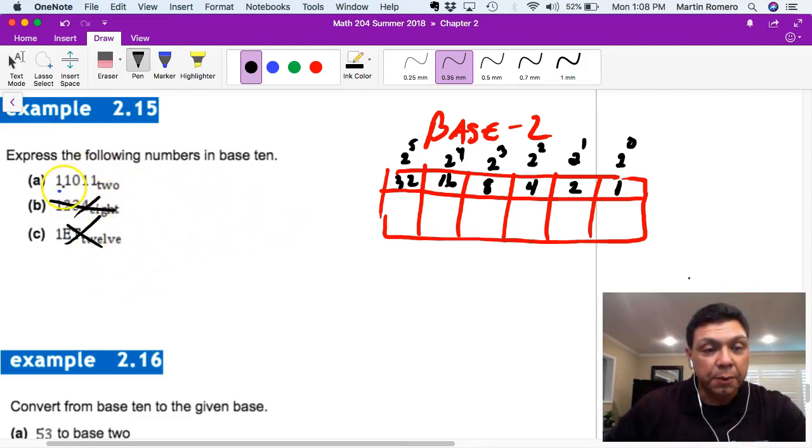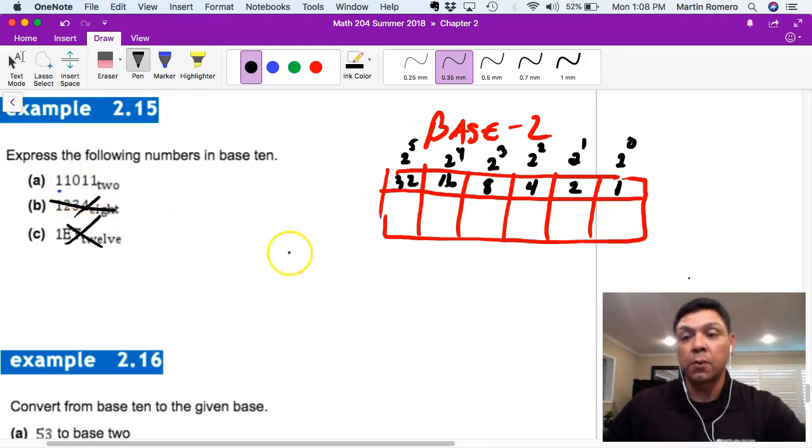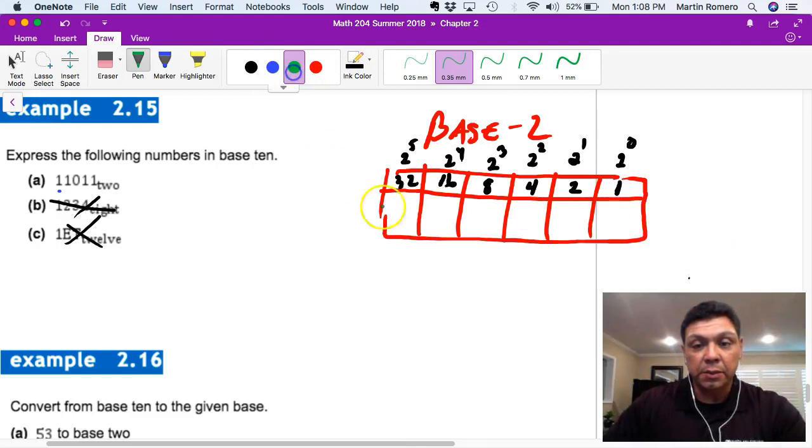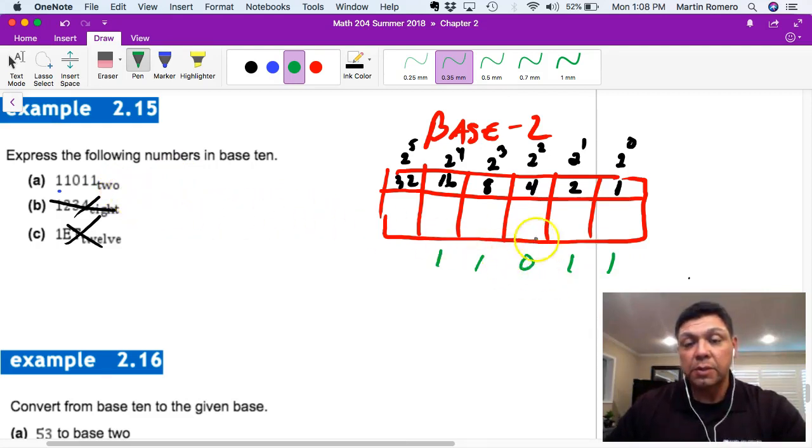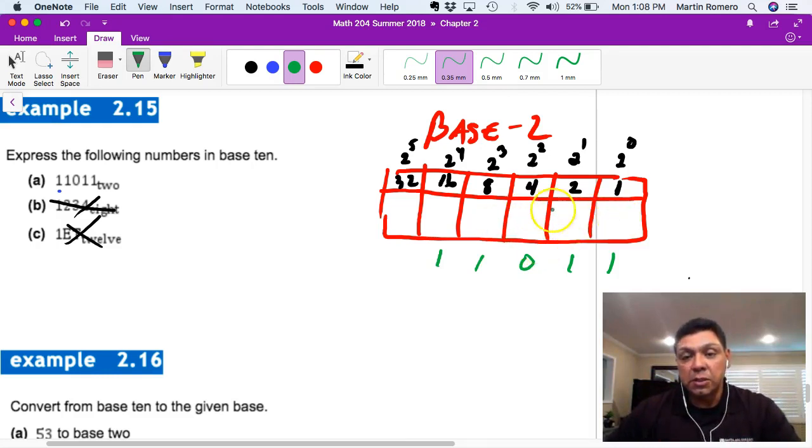What would this number be? 1, 1, 0, 1, 1. And what we do is align it up to the right. I see 5 digits here. And so then we put the digits in there. And so it would be 1, 1, 0, 1, 1 in base 2. And so what we need to know is that this is like base 5 and base 10, and that these are positional. Place value has a value.